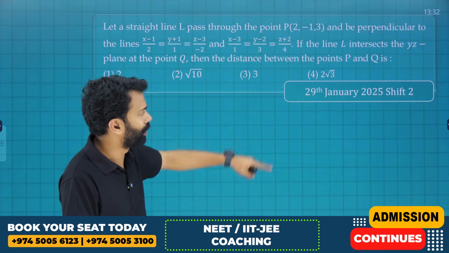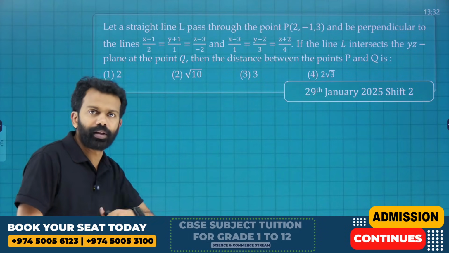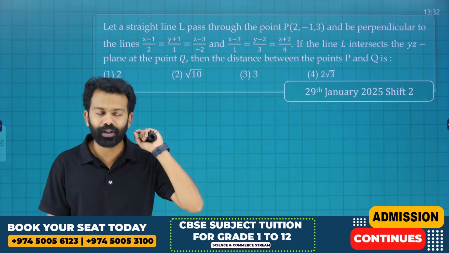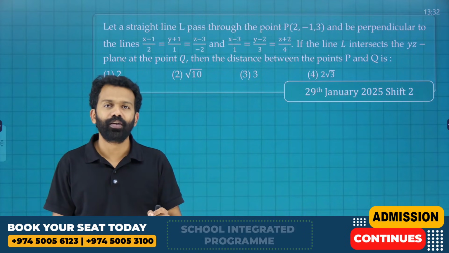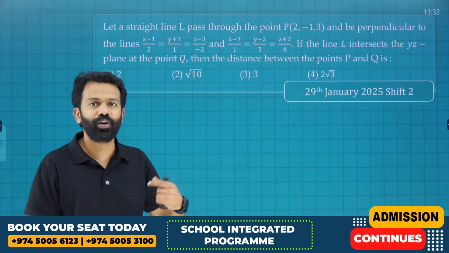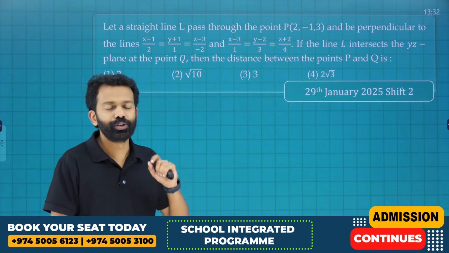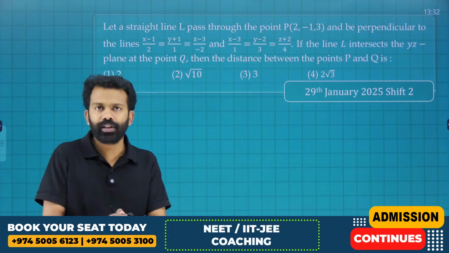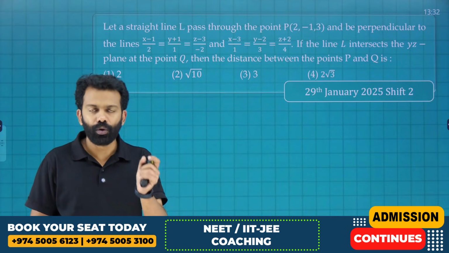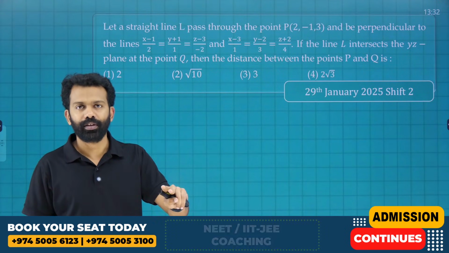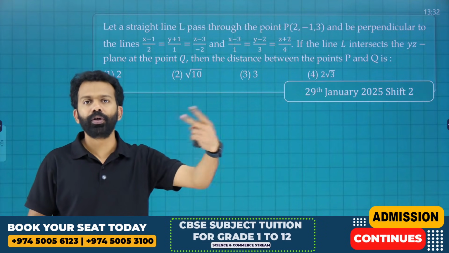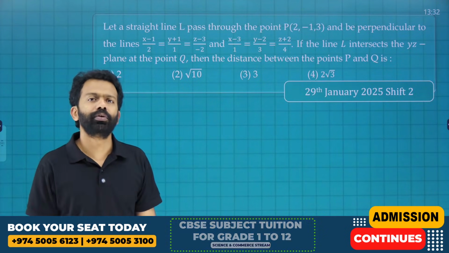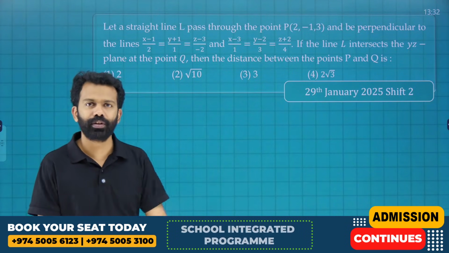P is already given and we need to find Q and then apply the distance formula to find the distance between P and Q. In order to do that, we should first formulate the equation of L. A point through which L passes is given. Also, two lines are given, and L is perpendicular to both of them. So how are you going to formulate the equation of line L? It's actually a very easy question.